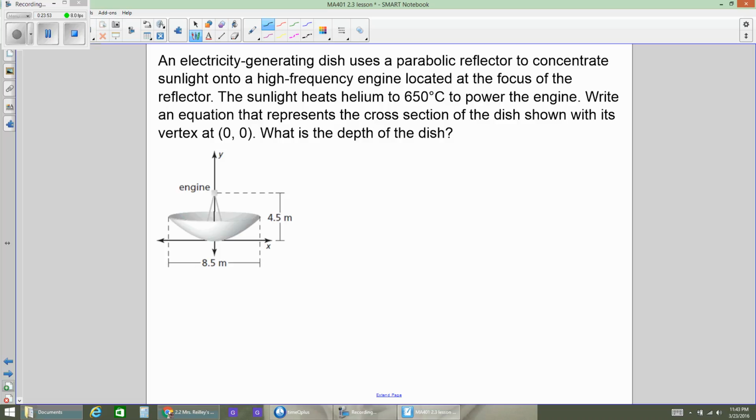Alright, an electricity generating dish uses a parabolic reflector to concentrate sunlight onto a high-frequency engine located at the focus of the reflector. The sunlight heats helium to 650 degrees Celsius, that is hot, to power the engine. Write an equation that represents the cross-section of the dish shown with a vertex at 0, 0.